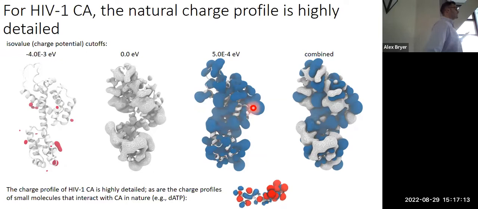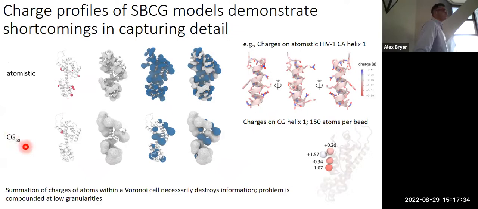If we were interested, for instance, in the interactions of small molecules, which I showed in my second slide, they too have very detailed charge profiles. So if you want to apply something like this coarse grain modeling, you need to capture those details. Well, if we try and apply a very coarse level, similar to what Anton did, we average out all of our charge detail. Hydrophobicity is the same. So for something like helix one in HIV CA, which is very feature rich, you can see it here colored by charge. If we apply our CG reduction, we lose basically all of the information.